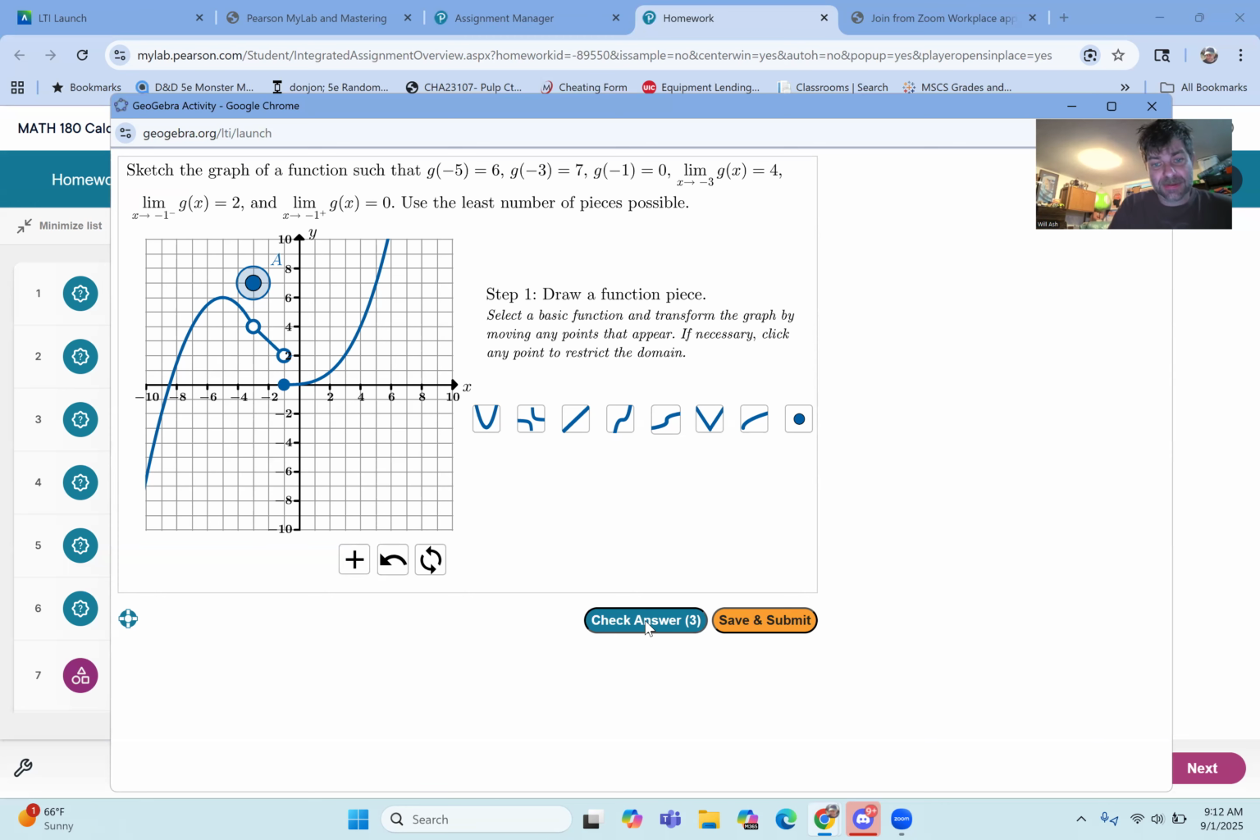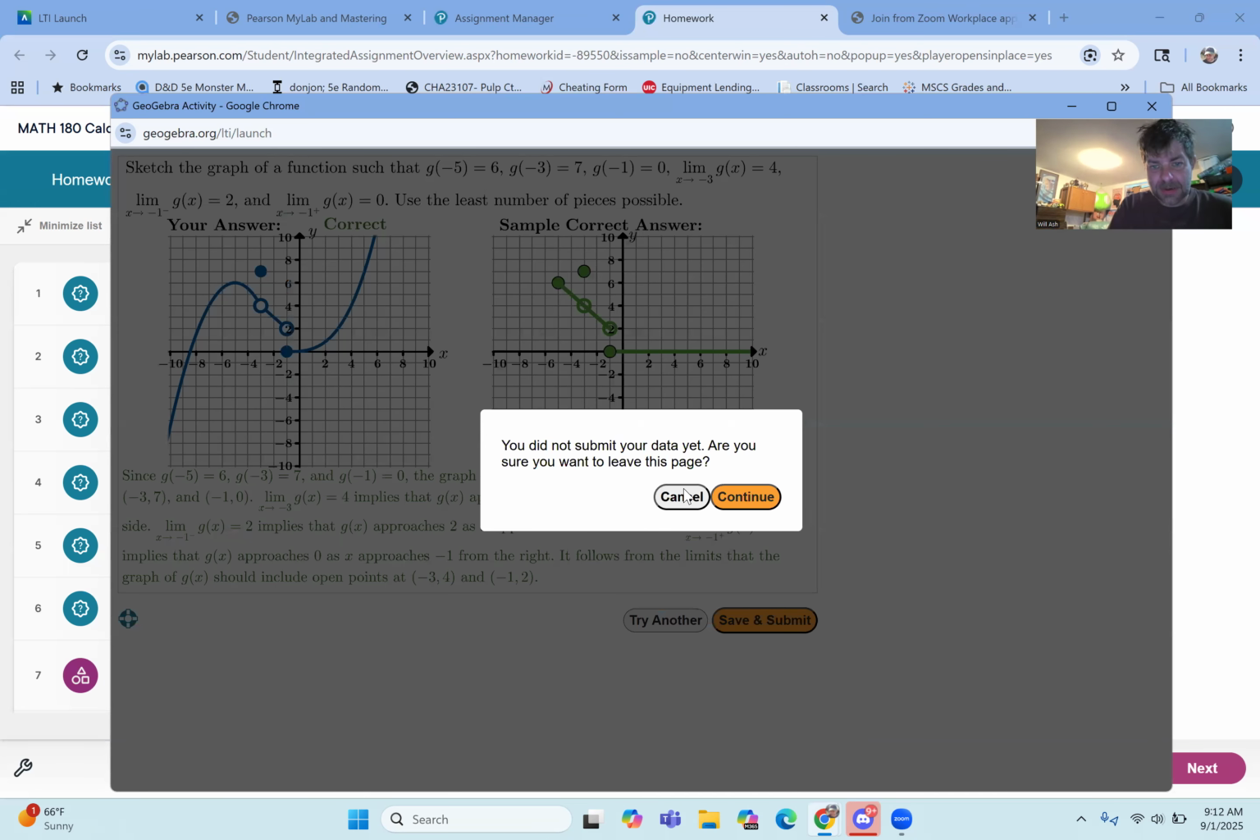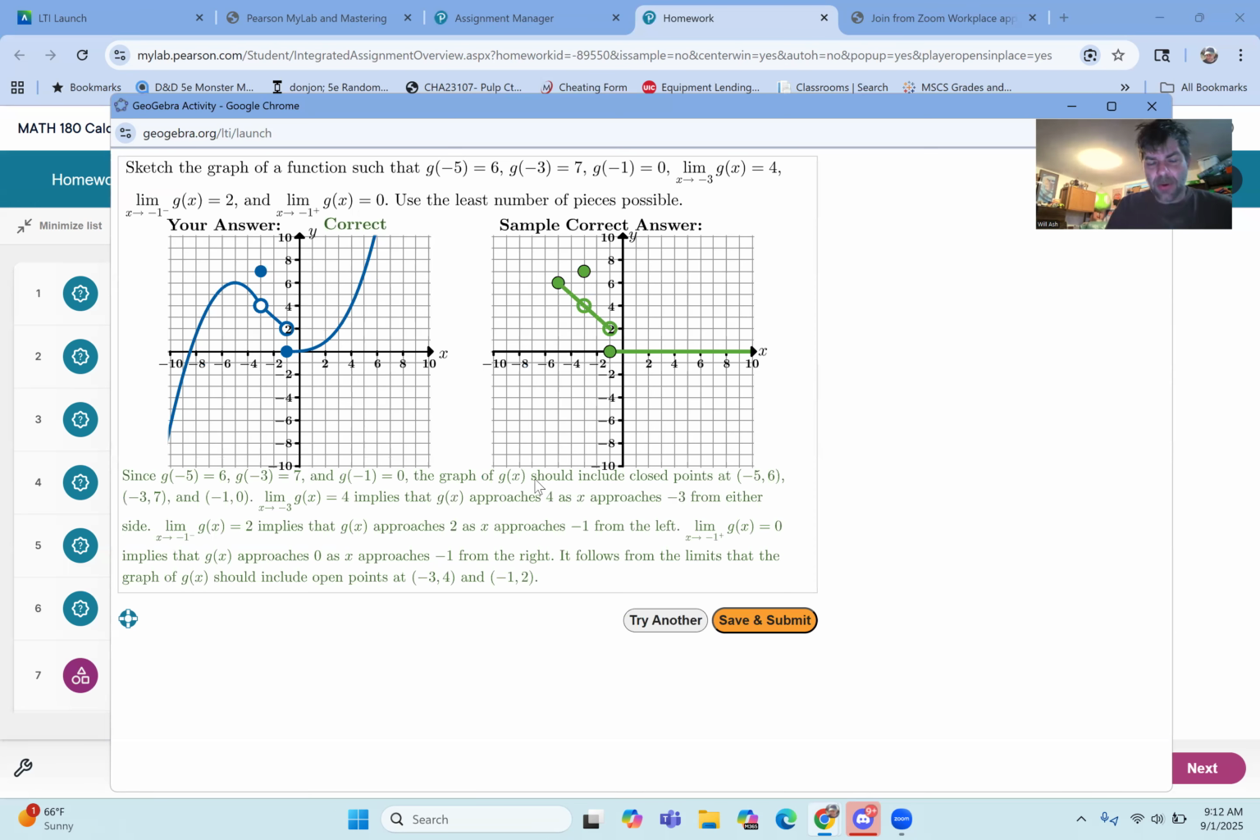So, check answer, and it's correct. Now, I want to point something out. In this correct answer here, and I don't know why they say it this way, and I am meeting with my lab people to figure this out, this line going through here, I don't know why they have it like that. That's not correct. Hopefully we can fix it later.